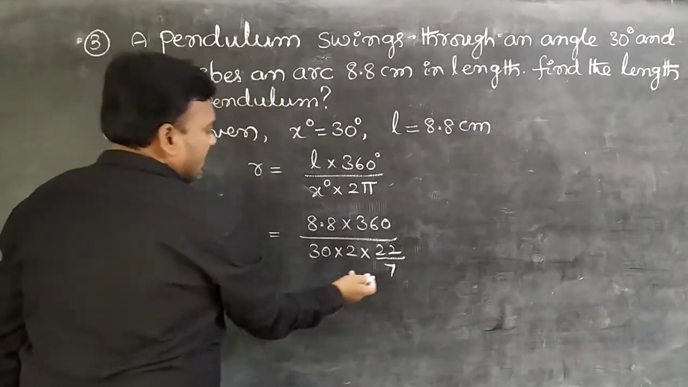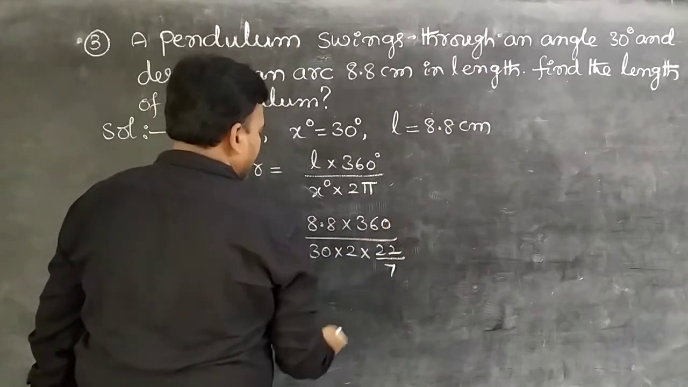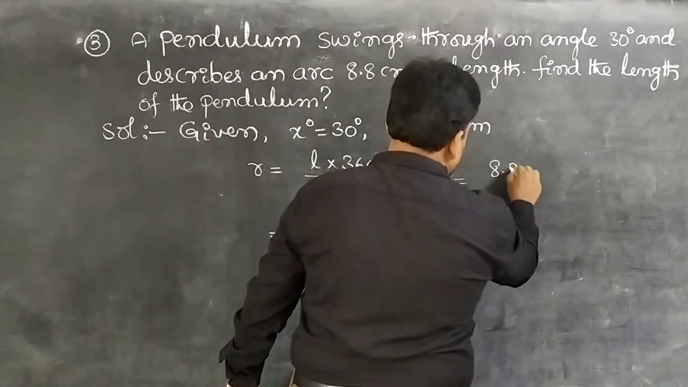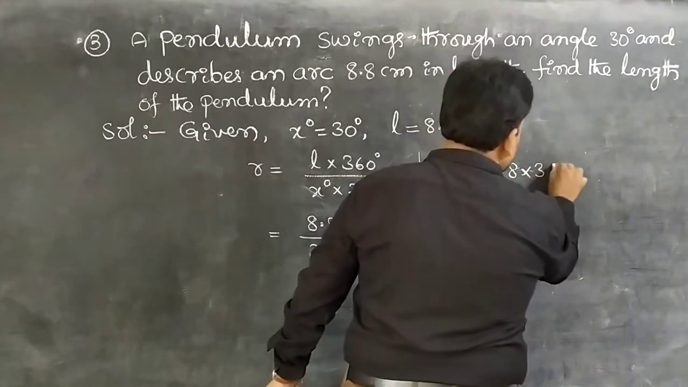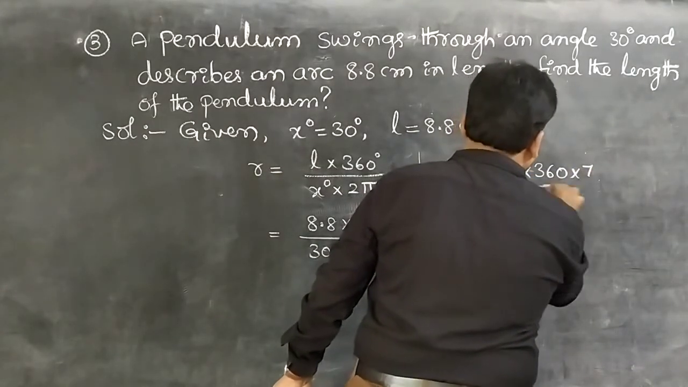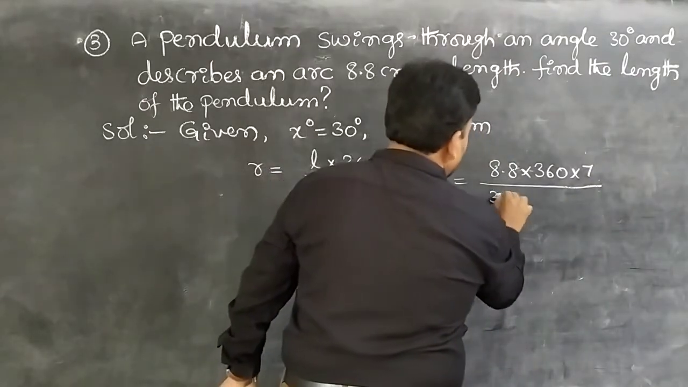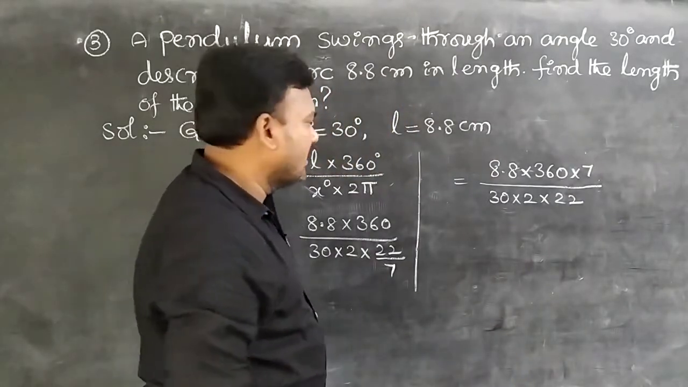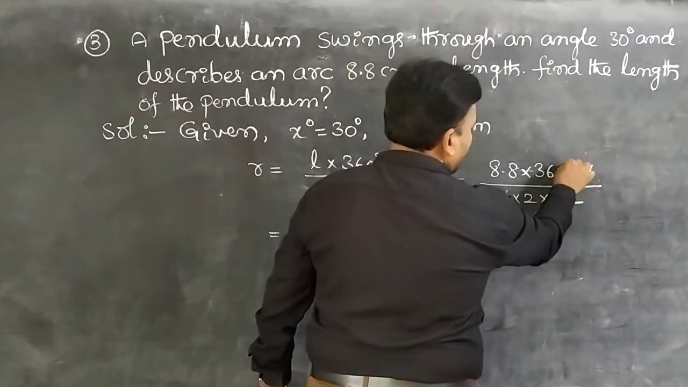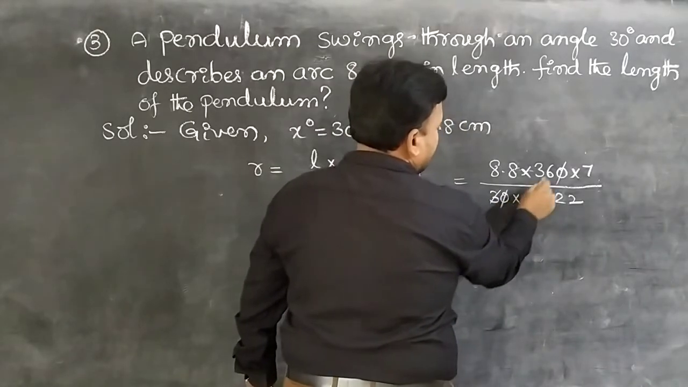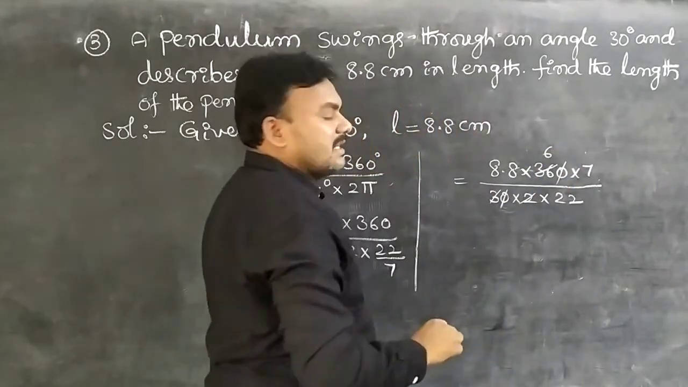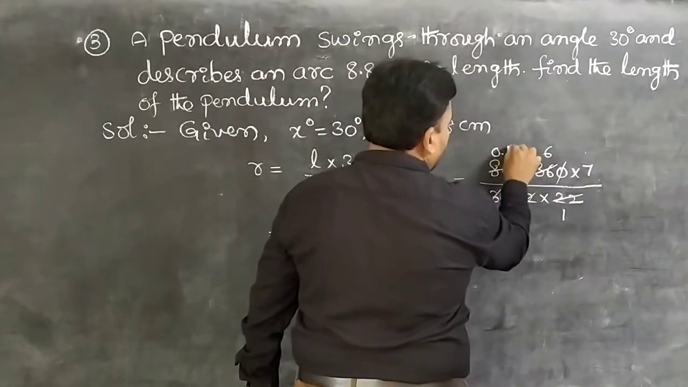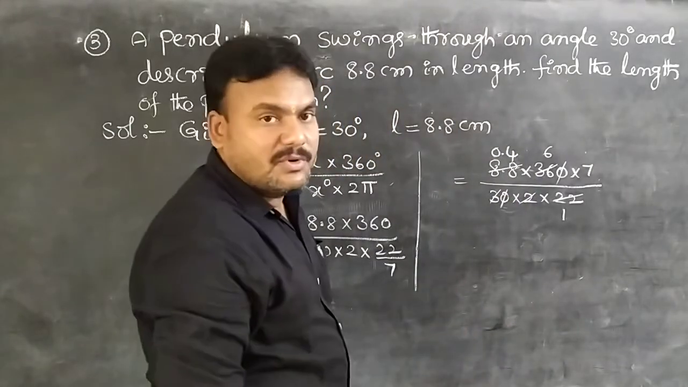Next one, students. If you take it directly, this 7 is expressed in the numerator, isn't it? So that implies 8.8 into 360 degrees into 7 by 30 into 2 into 22. Okay, observe carefully, students. 0 0 get cancelled. 2 3 is 6, 6 6 is 36. Next one, 22 1 is 22, 22 0.4.